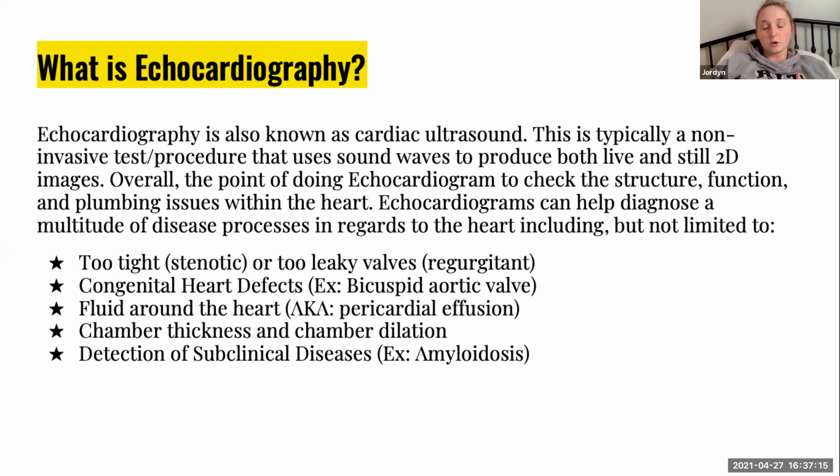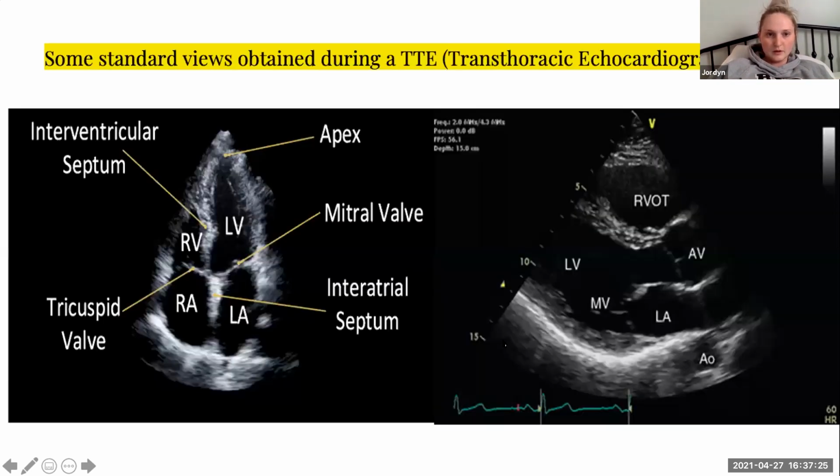We can't see your coronary arteries directly, but we can do other tests with echocardiography to rule out coronary artery disease. But it gives us a lot of information. So I figured I'd include some of the standard views that we obtain during a thoracic exam. So I just pointed out some structures.